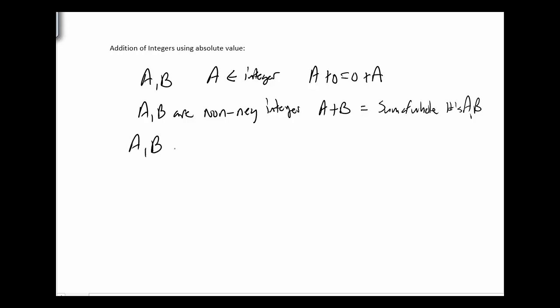If a and b are negative integers, then a plus b is the same, and this is where absolute value is going to come in, as the opposite of the absolute value of a plus the absolute value of b.